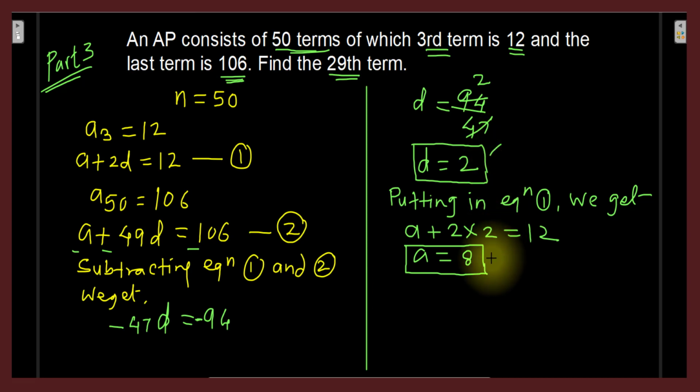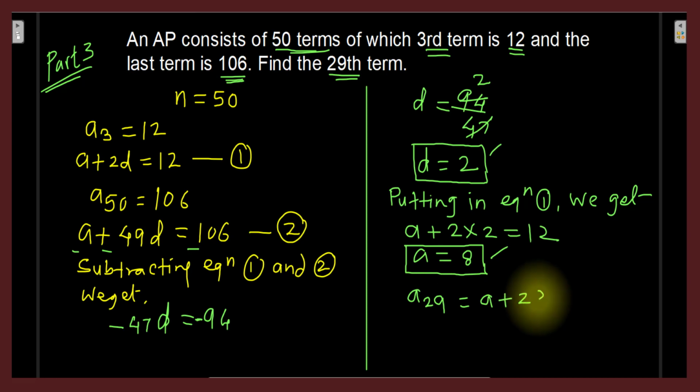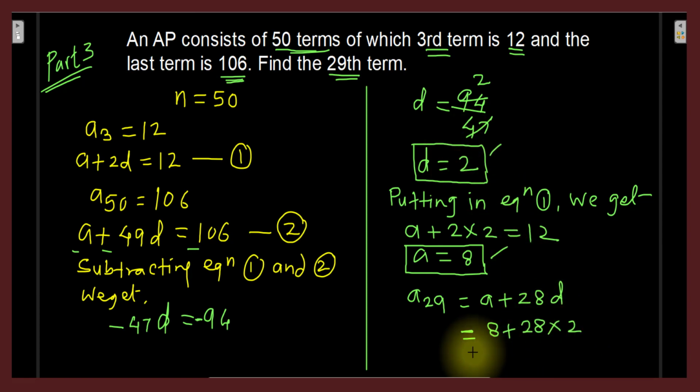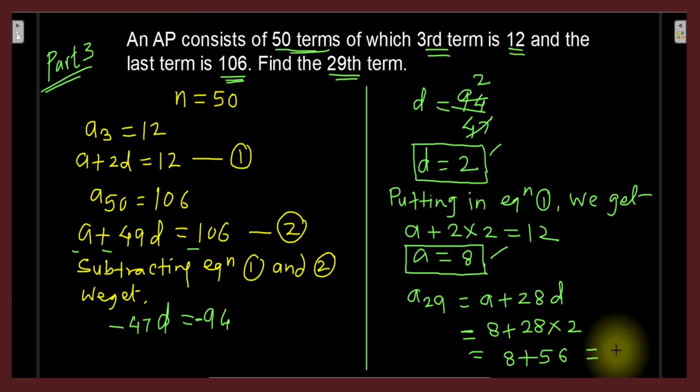Now once you have got A and D, and the total number of terms we know, you can now find any term. So we have to find the 29th term. So A29 is equal to A plus 28D. So put the value of A, that is 8, plus 28 into D, which is 2. So it will be 28 into 2, and that is equal to 8 plus 56, which will be 64, and therefore the 29th term is 64. So at the end you write the answer that the required 29th term is 64.